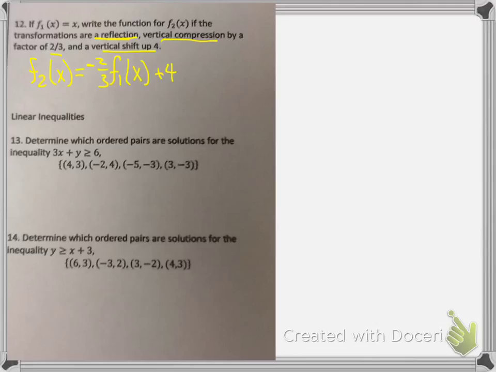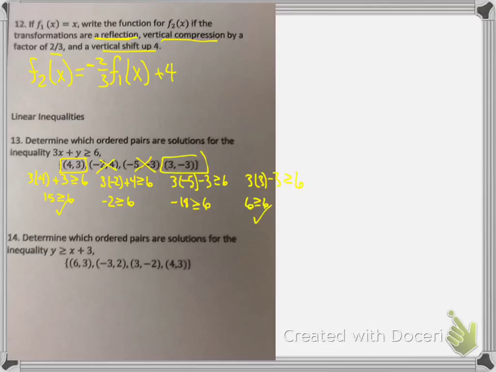On problems like 13 and 14, you're expected to plug the points into the x and y and see which ones would tell you the left is whatever the inequality is telling you to the right. So in this case, I'm trying to see if, like, say, 3 times 4 plus 3 is greater than 6, which it is. But if I do it with the -2 and 4, I don't get an answer greater than 6, nor do I with -5 and -3. But I do with the 3, -3, because 3 times 3 minus 3 is 6, which is equal to, greater than or equal to, 6. So those 2 points work.